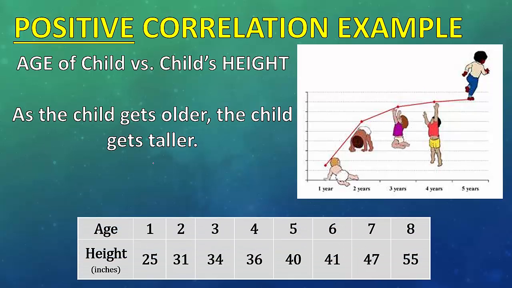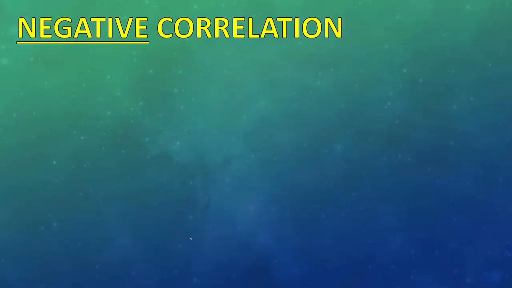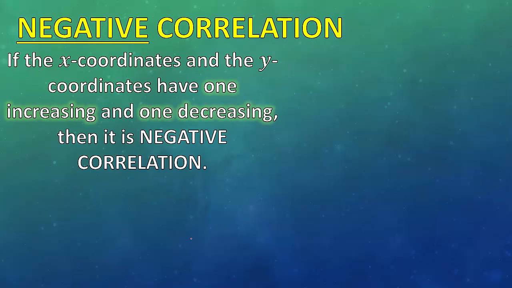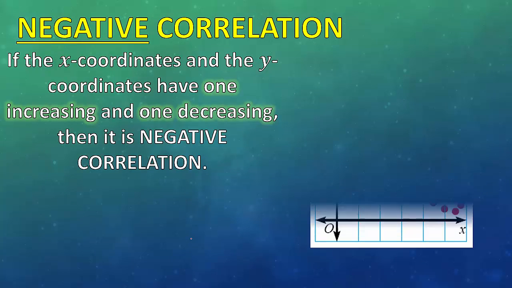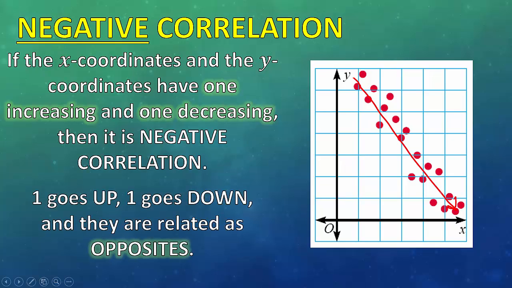Okay, so if we were to look at a table, it would be like this. So these points on here, and you can see this one hasn't connected, but those are like the points that are on there. Okay, both of them go up, so it's a positive correlation. Negative correlation would be if the x coordinates are increasing and the y coordinates are decreasing. Okay, so like from here, if we look at these, it goes down from left to right. All right, one goes up, one goes down.